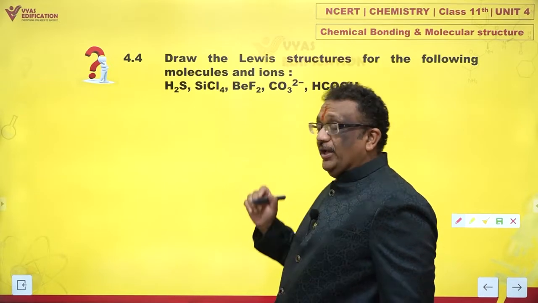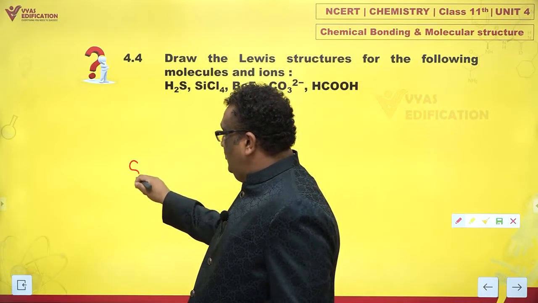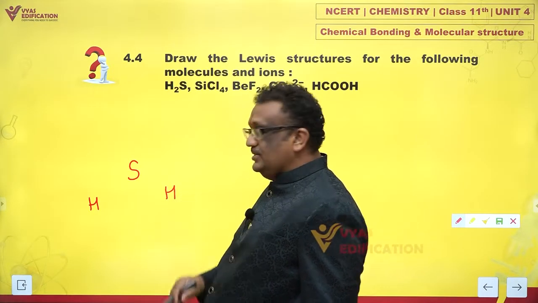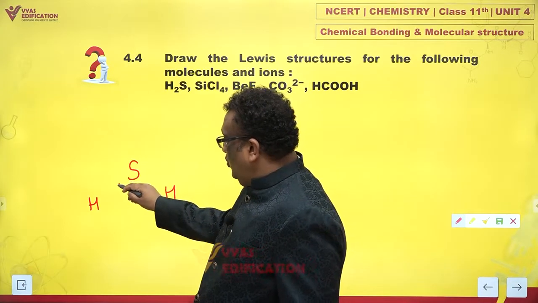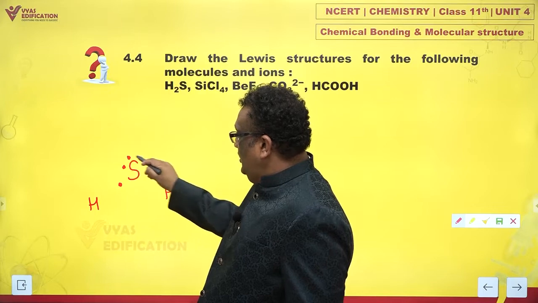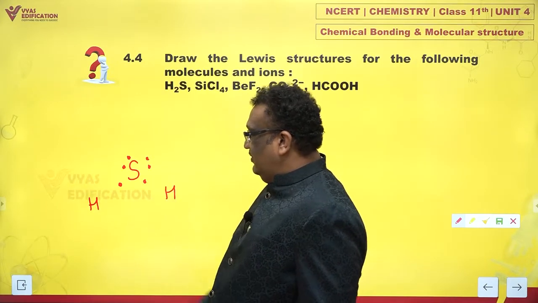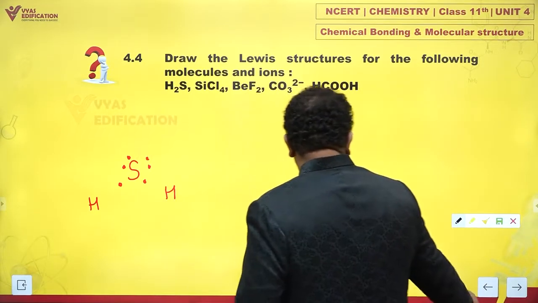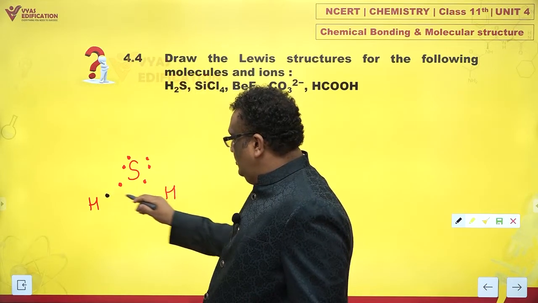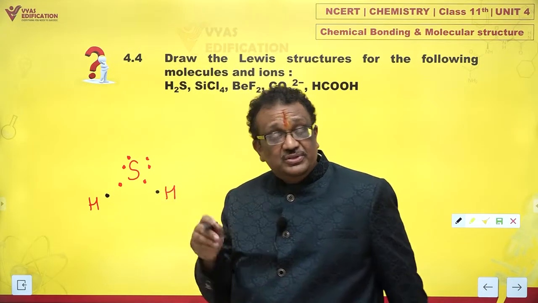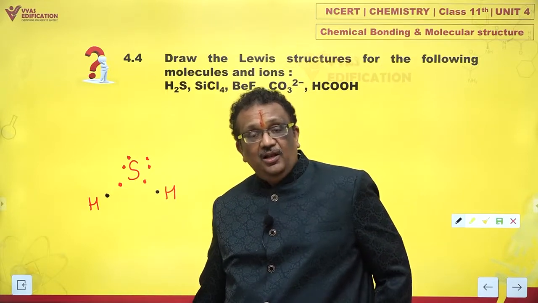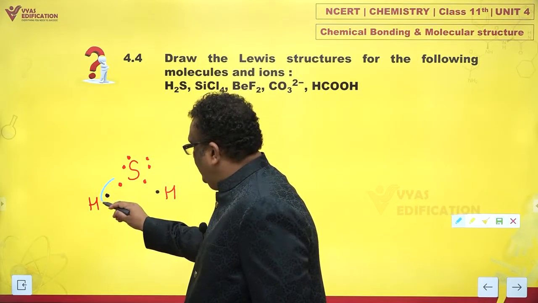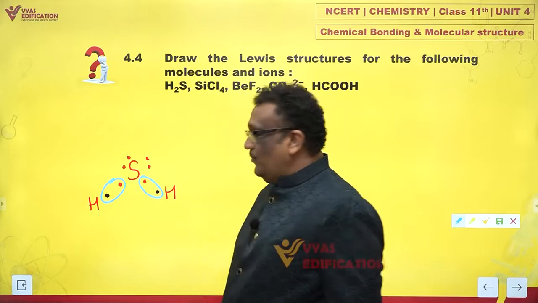Lewis dot structures, when you're drawing H2S for example, there is sulfur in the middle and then we have hydrogen on each side. Sulfur has 1, 2, 3, 4, 5, 6 valence electrons, right? And hydrogen has 1 electron. Sometimes people show it by a cross. Since I have the facility to change color, I'm just using a different color, which is also quite okay. And 2 electrons are being shared.